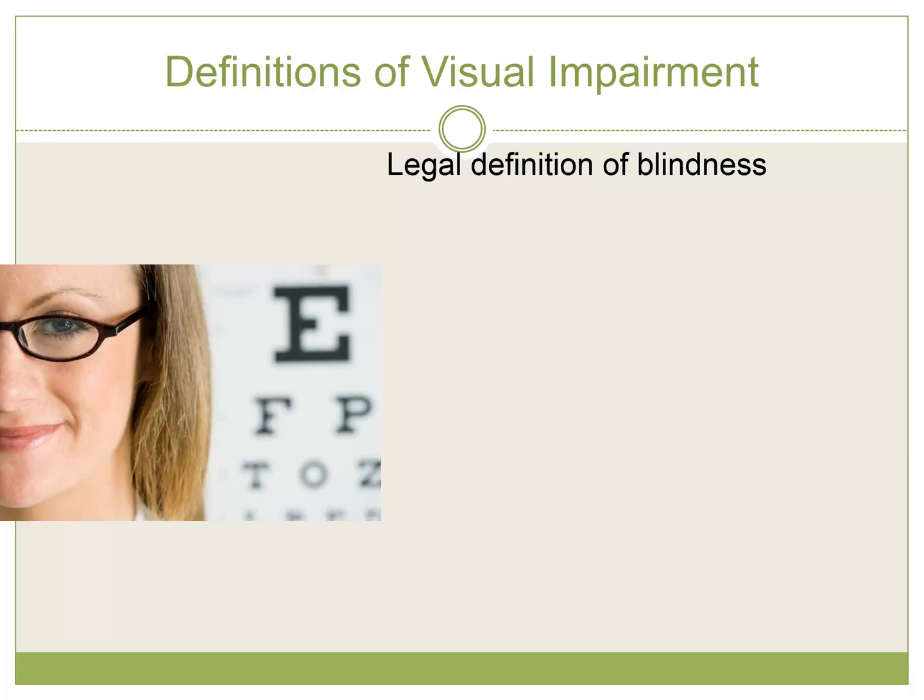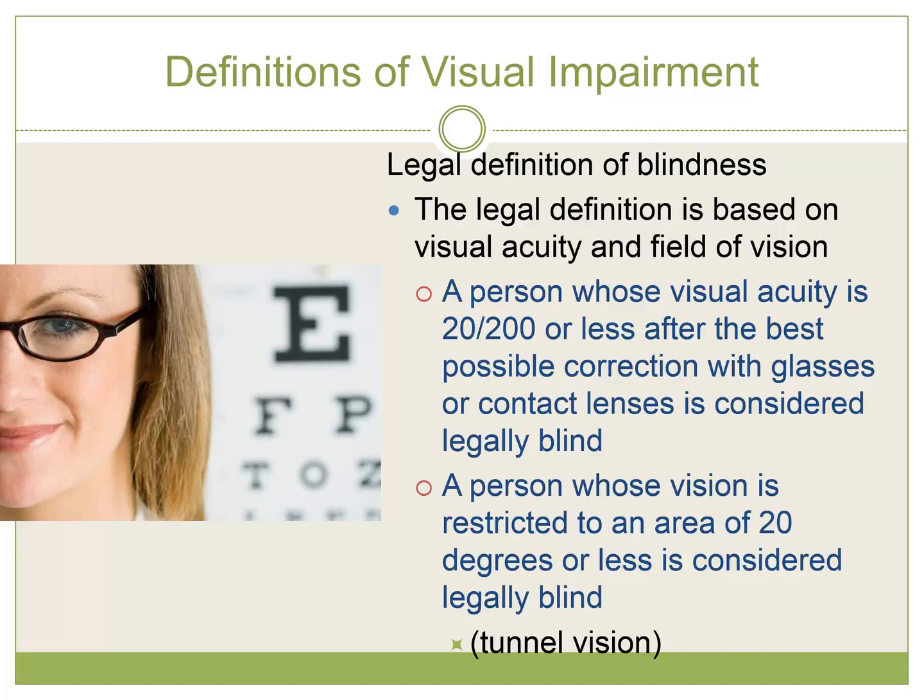There are two major areas when we talk about legal blindness. The definition is based on one's visual acuity and your field of vision. A person whose visual acuity is 20/200 or less is considered legally blind. 20/200 means if you stand at 20 feet, you see what a normally sighted person can see at 200 feet. So in other words, you have to be much closer to see a particular object.